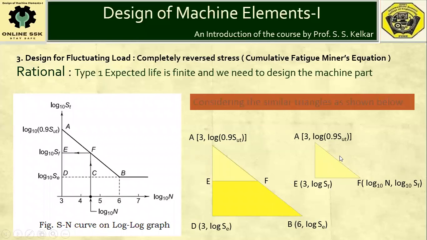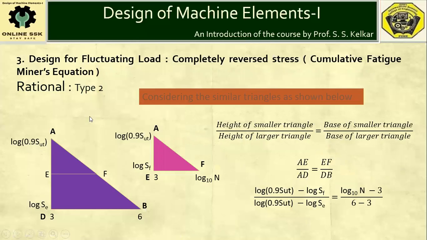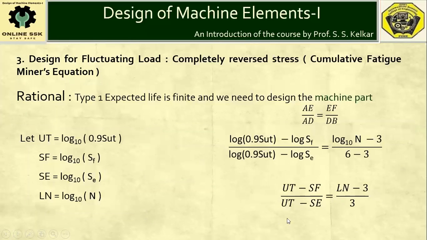Then, knowing the coordinates of these triangles and using the principle of similar triangles, the ratio of similar sides will be the same. Height of the smaller triangle divided by height of the larger triangle will be equal to base of the smaller triangle divided by base of the larger triangle. Based on this, we have developed this equation: ut minus SF divided by ut minus SC is equal to ln minus 3 upon 3.